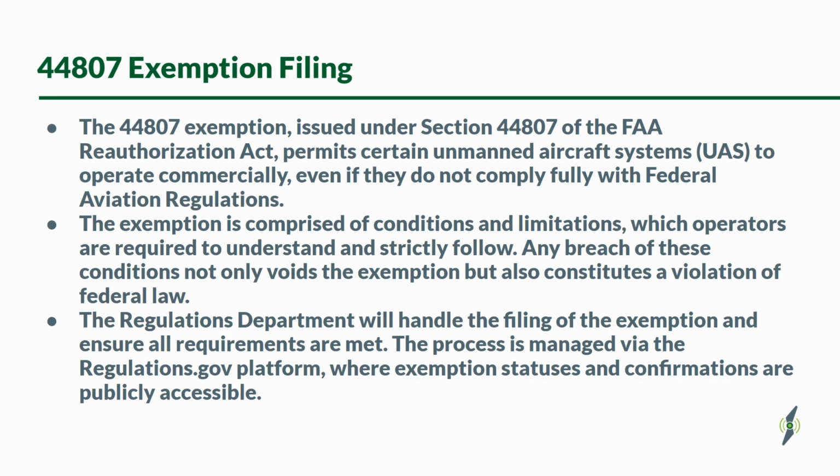The 44807 exemption was a part of the FAA Reauthorization Act, but it's a stack of paperwork that contains conditions and limitations, which operators are required to understand and strictly follow. Any breach of these conditions not only voids the exemption, but also constitutes a violation of federal law. And so this is a really important piece, and is the longest portion of the regulatory process. And once we have that exemption approved, it gets better, and we can go on to filing for the 137 certificate.